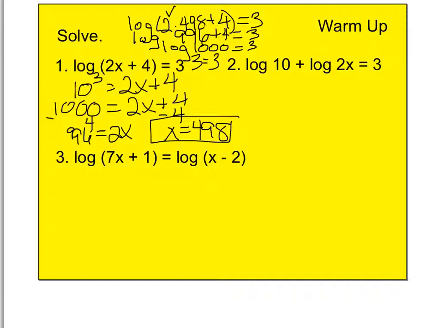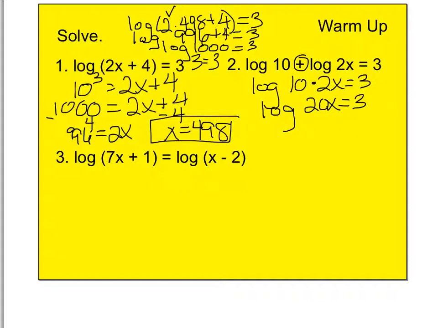Going over to number 2, before we can do that, we need to put those logs together since they're on the same side. We can't cancel them out. We'll look at that in number 3. So since it's being added, I know I can multiply the logs together. So we have log of 10 times 2x. So that becomes log of 20x equals 3. So same thing, has a base of 10 since there's not one listed. So 10 cubed equals 20x.